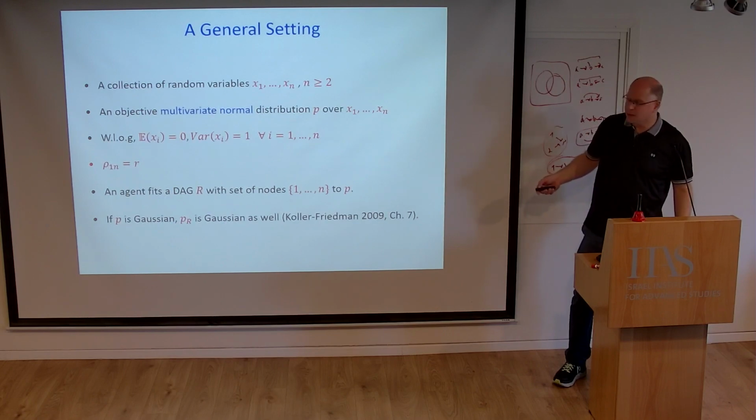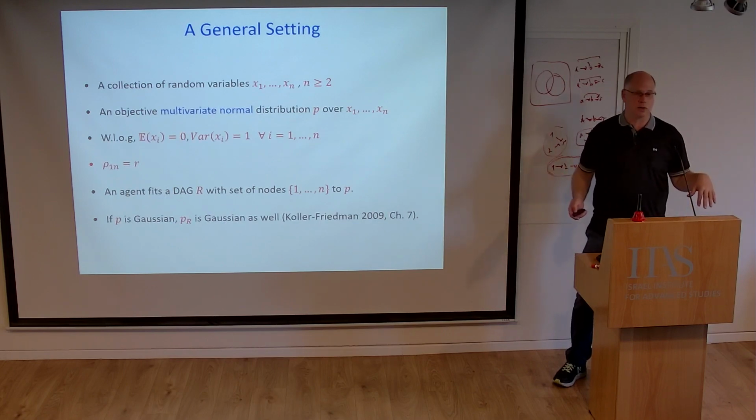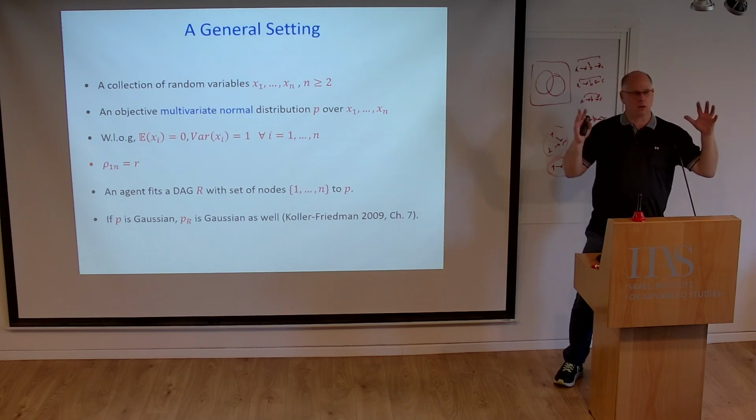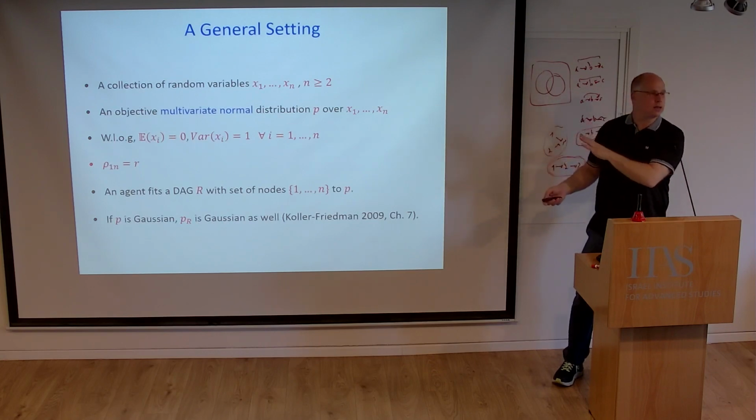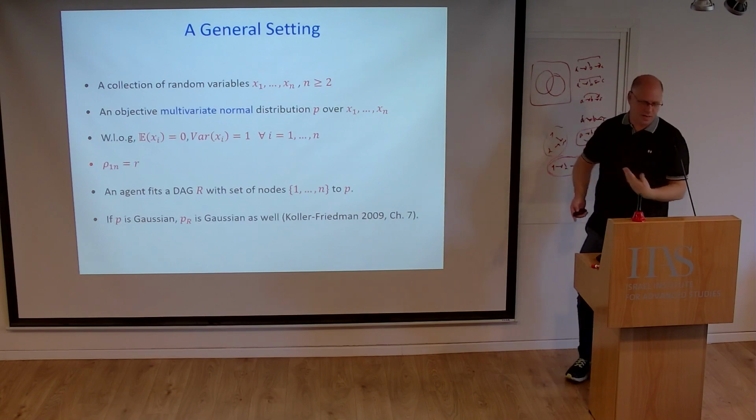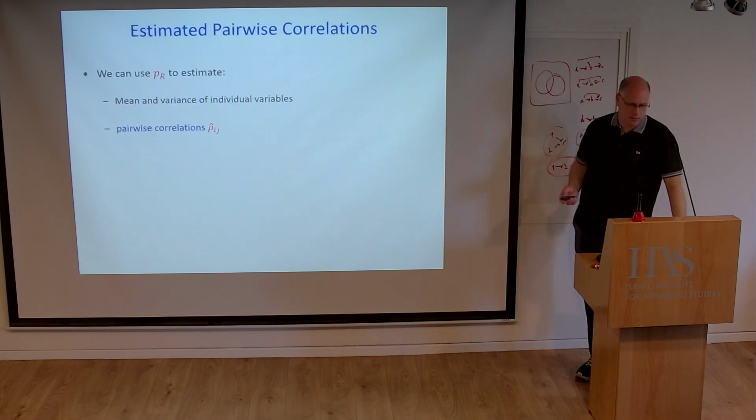One useful observation is that if P is Gaussian, P sub R is also Gaussian. It's not obvious, and it's not true generally for general classes of distribution. Remember that Picasso cubism analogy. If you take a true distribution, it may have certain nice features. Those features need not be preserved once you distort it with the wrong DAG. But Gaussianity is not one of those features. If P is Gaussian, then P sub R is also Gaussian.